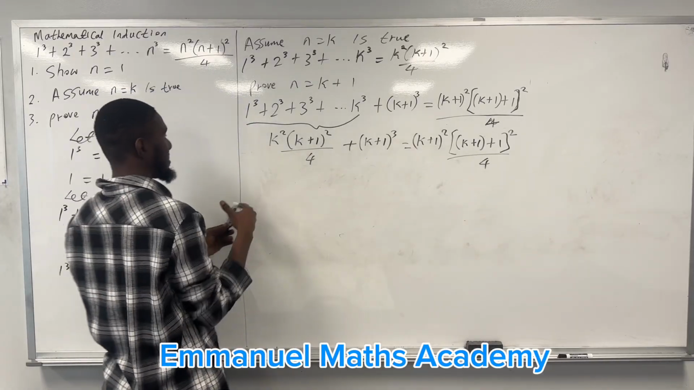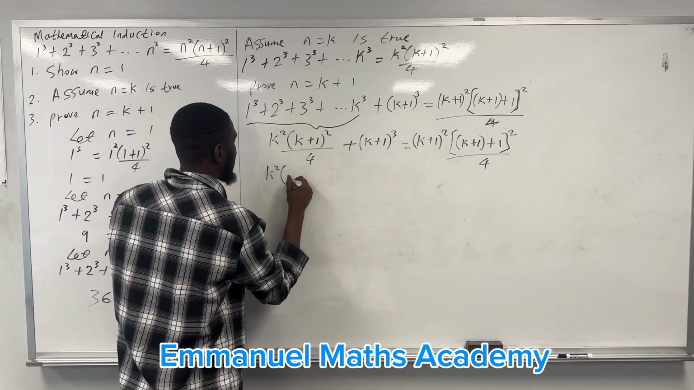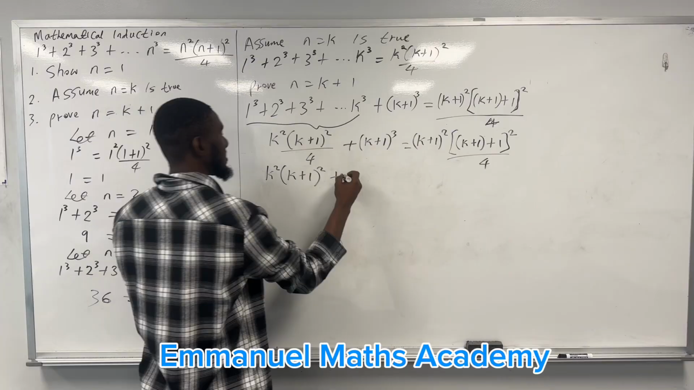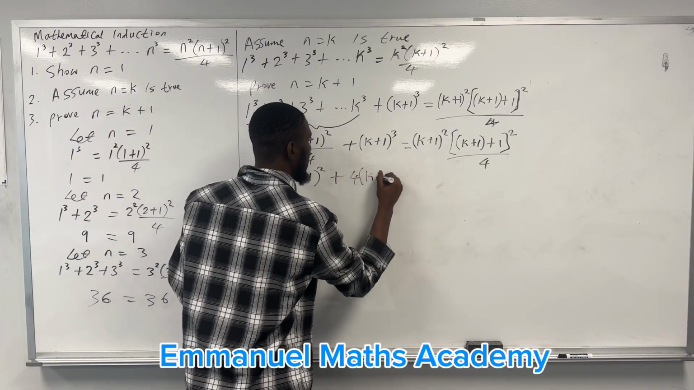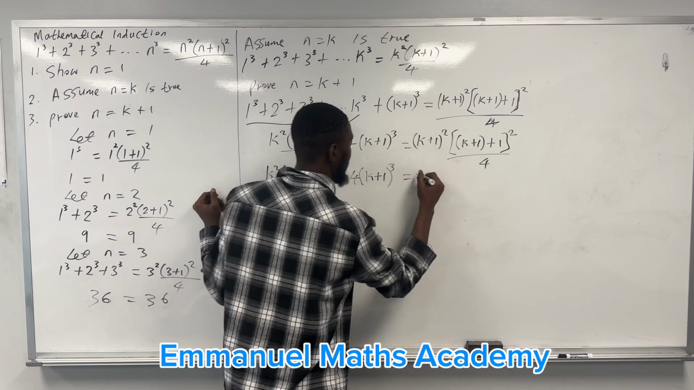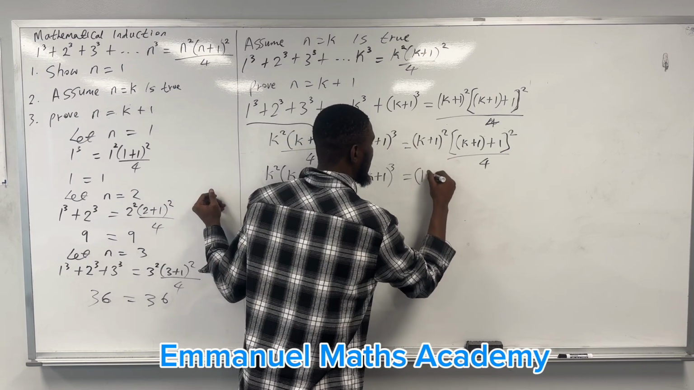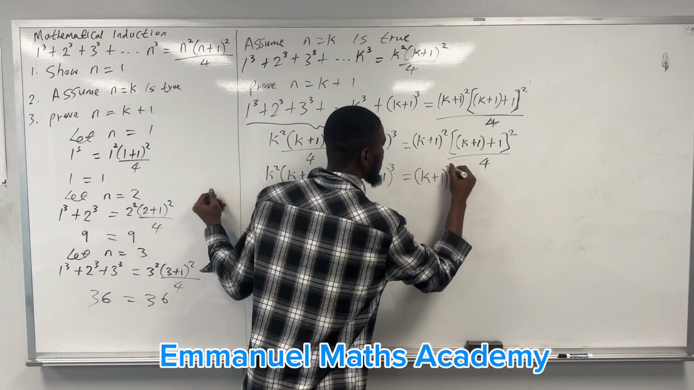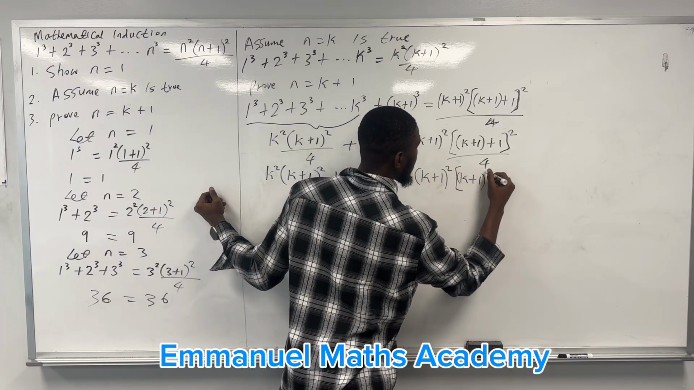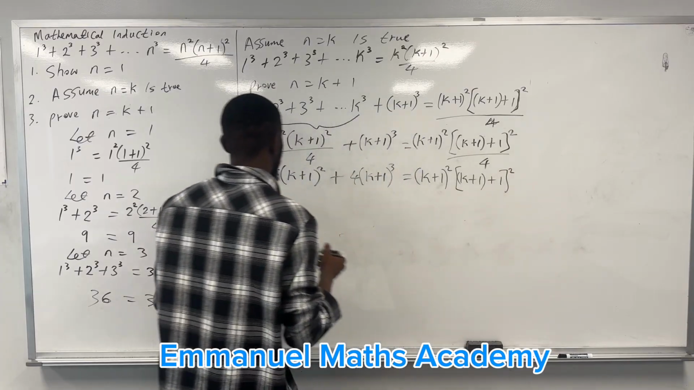If 4 multiplies this, you have 4 divided by 4, 1. So you'll be left with k squared (2k plus 1) squared plus 4 multiplied by this. You have 4 into (k plus 1) over 3 equal to, here you have 4 divided by 4, you have 1. Hence we'll be left with (k plus 1) squared (k plus 1 plus 1) all squared. Right?